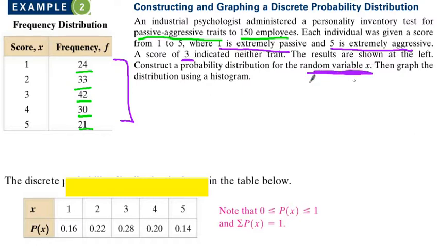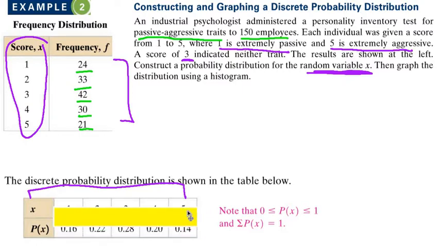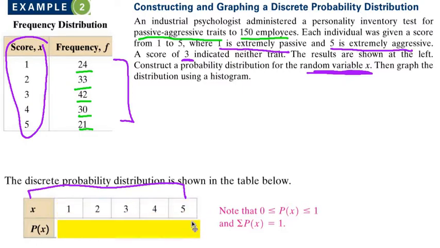Remember, x is the outcome, so the outcome in this experiment is whatever your score was. Okay, so you can see here's our probability distribution right here. Normally this should have been covered up, because when you start out this problem, neither of these things are going to be here, and you have to fill in your outcomes, which are the scores 1, 2, 3, 4, 5.